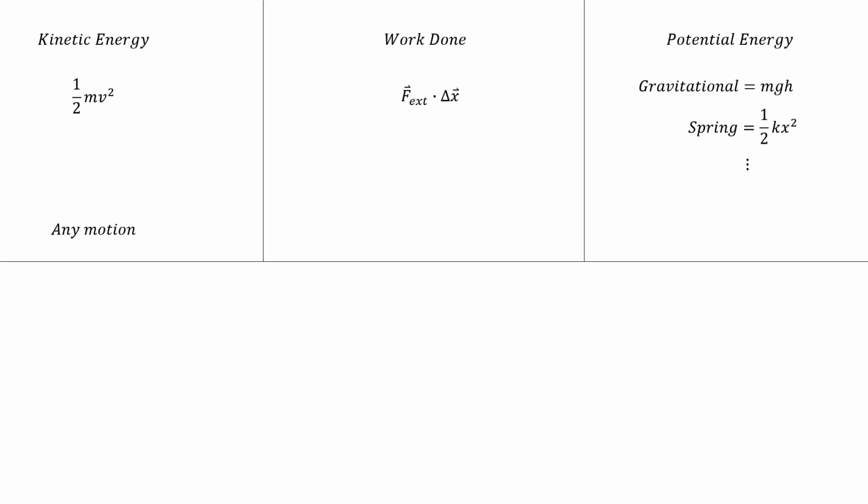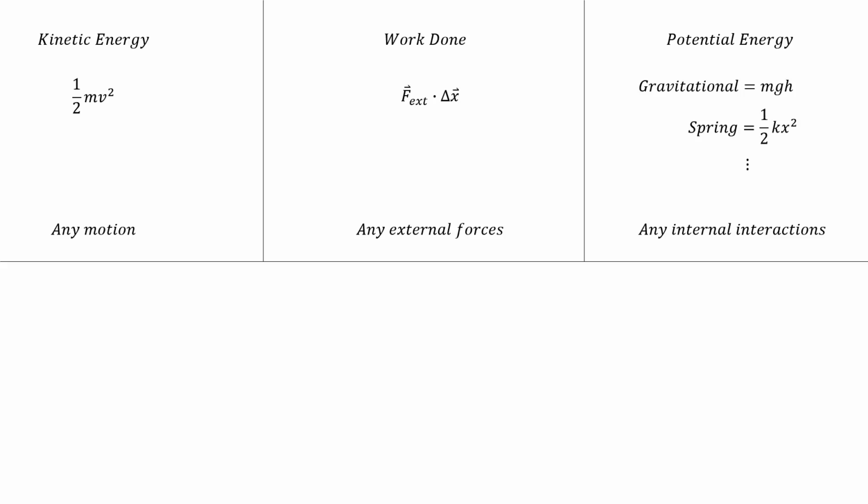Work done requires something external to your system interacting with it, a push or a shove, or the presence of frictional forces. Potential energy always involves the interaction of parts of your system. For gravitational potential energy to be considered, both an object and the Earth are considered to be part of the same system. If a spring is included in our system, we can include the potential energy of the spring being compressed or extended by the other pieces of our system.